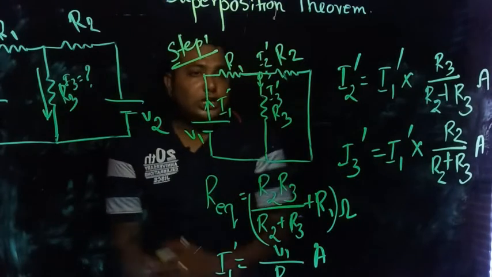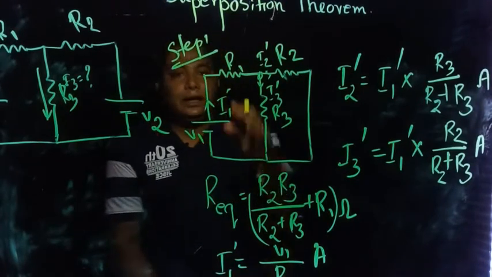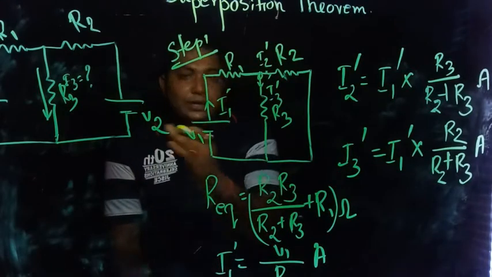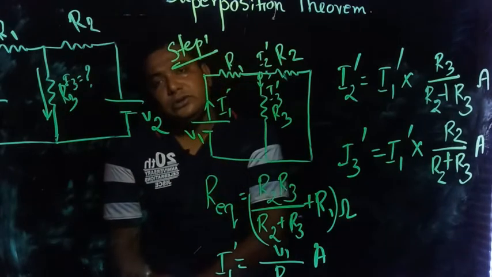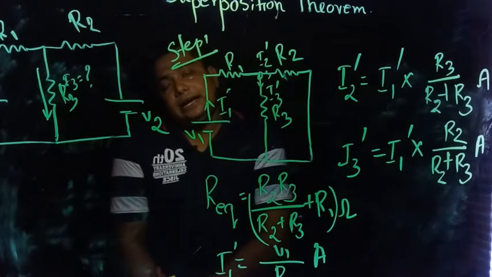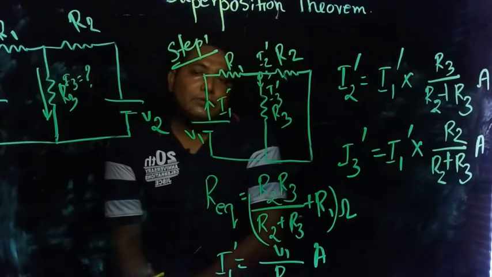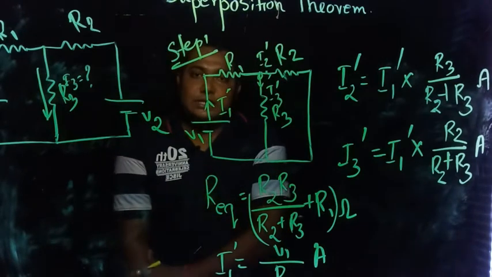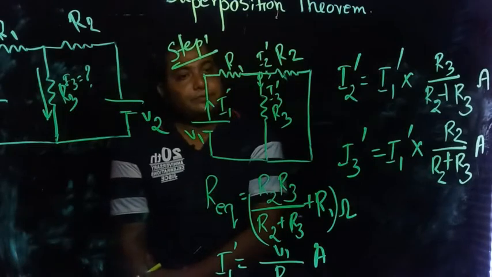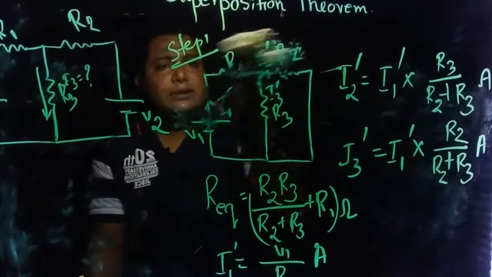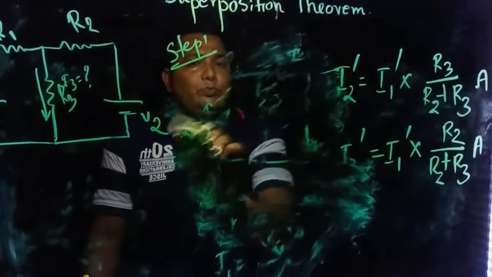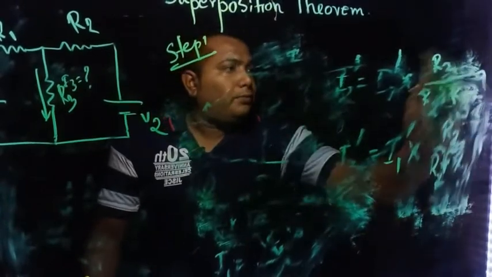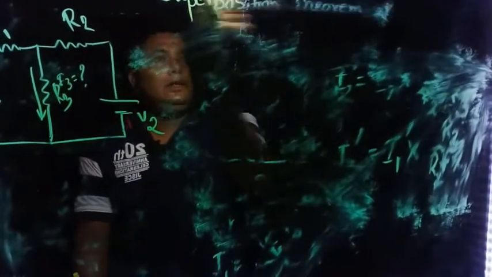Now the same procedure we have to maintain for the second source. In step 2, we are going to consider this source and remove that source. In that case also, as V1 is an ideal source, after removing it we have zero resistance left there. Zero resistance means we have to make that terminal short. Before that, we have to remove this one from here.